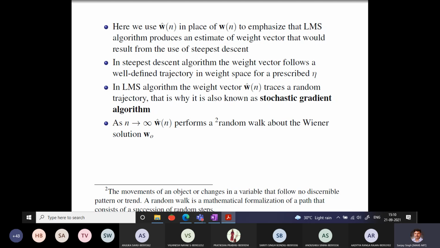Also, it is a point to be noted that as the number of observations increases, Wn caret performs a random walk about the Wiener solution W. When I say random walk, let me take you through a simple example. Many of you might have visited DT in Manipal, right? Or many other hangouts, something of that sort. So let's say DT is pretty old, so you know DT very well.